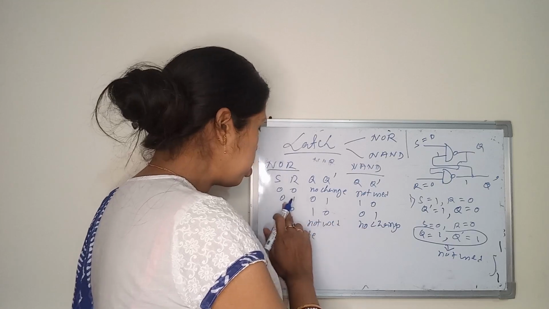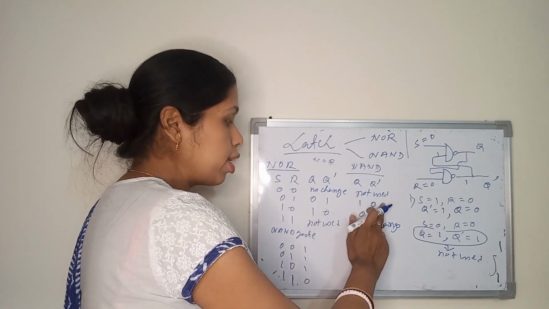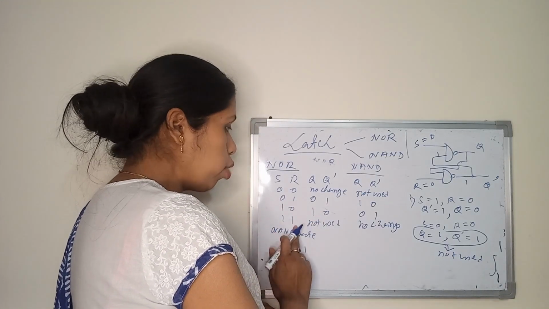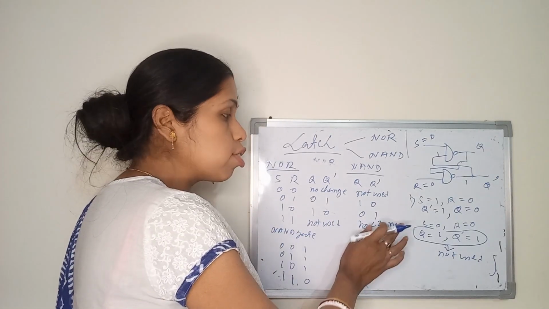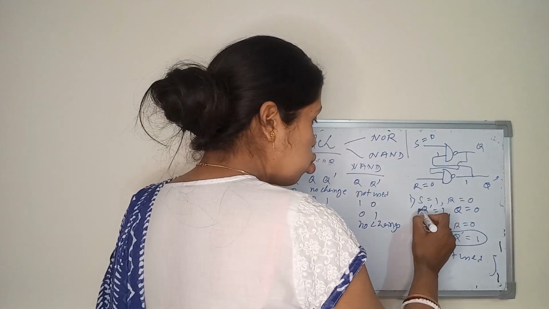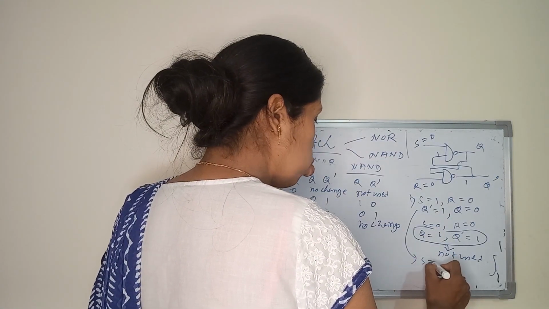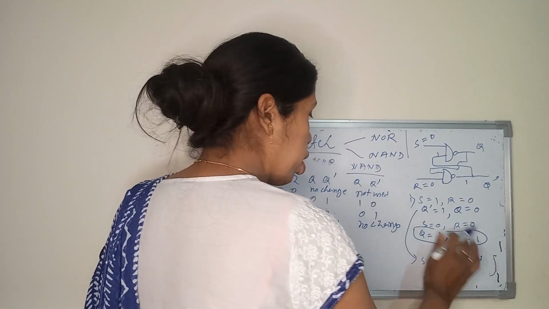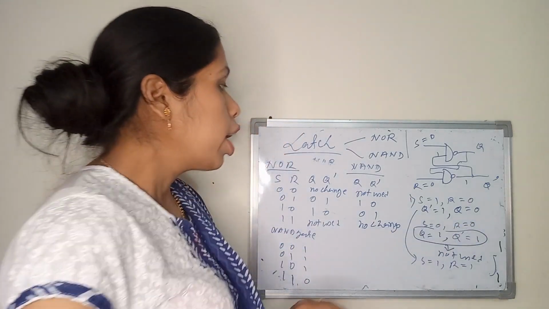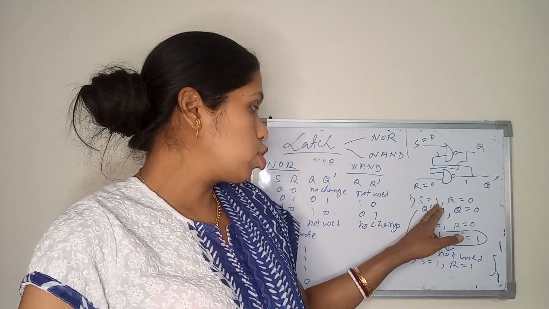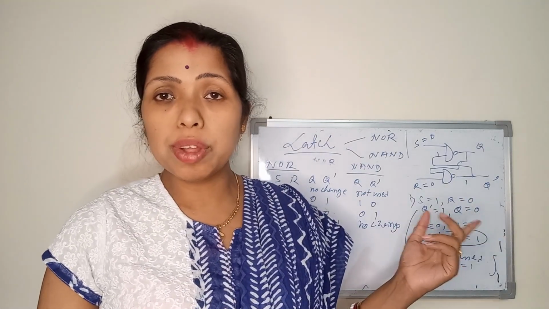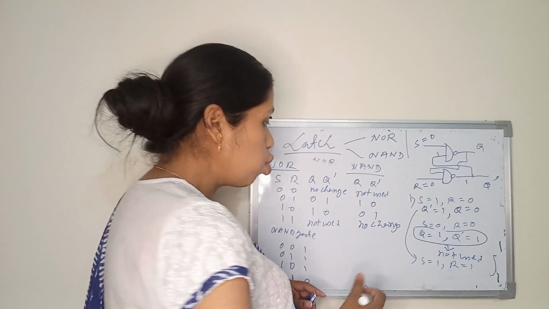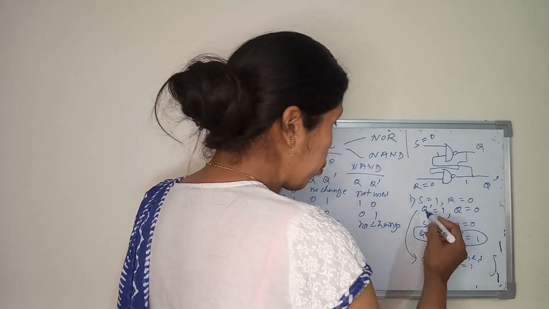Now I have to check this one. If I am giving 0 1, I will have 1 and 0. If I give 1 1, whether the same memory effect is there or not, that I will check. It is the no change condition, right? So I have to check the memory effect. Directly I come to here, S is equal to 1, R is equal to R. I am not considering this portion. First I am giving logic 1 into S. Now I am giving logic 1 in R also. On both sides I am giving logic 1. So what will happen here?